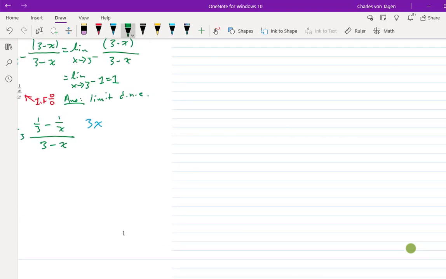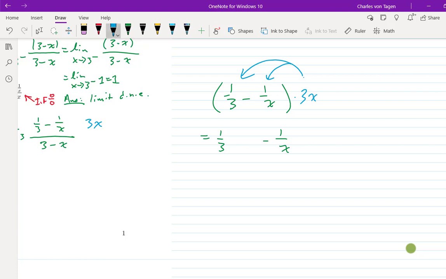If somebody said, take 1/3 minus 1 over x and multiply it by 3x, you would distribute this to both terms. And if you did so, you would get 1/3 times 3x and 1 over x times 3x. Everyone see that? I need a thumbs up, thumbs down, because this is just going to keep building, so I got to know, are we okay with that? Anyone not okay with that step?